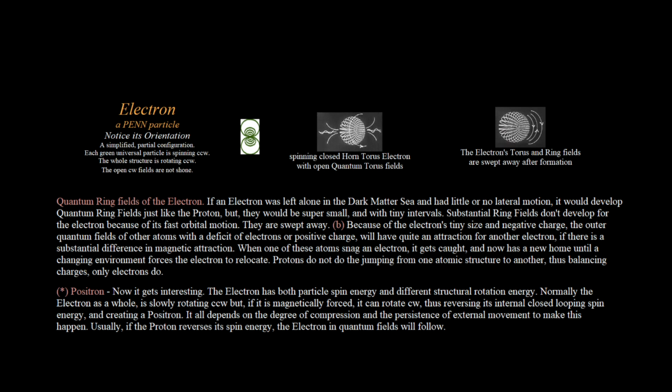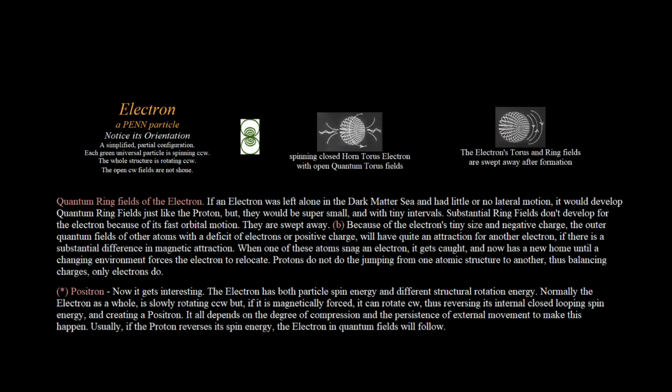Quantum ring fields of the electron. If an electron was left alone in the dark matter sea and had little or no lateral motion, it would develop quantum ring fields just like the proton, but they would be super small, and with tiny intervals. Substantial ring fields don't develop for the electron because of its fast orbital motion. They are swept away.